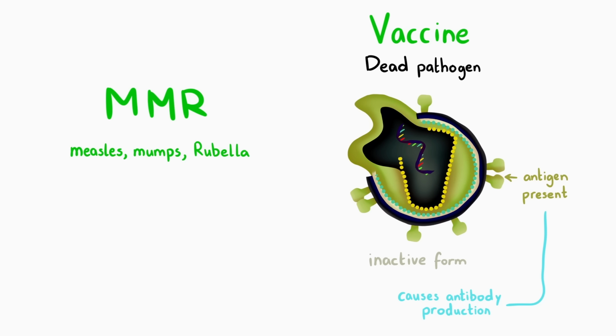For example, the MMR vaccine contains weak versions of the viruses which cause measles, mumps, and rubella. Each component triggers the production of specific antibodies against that virus.